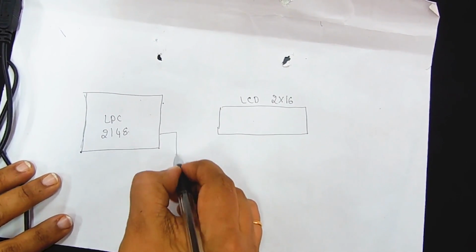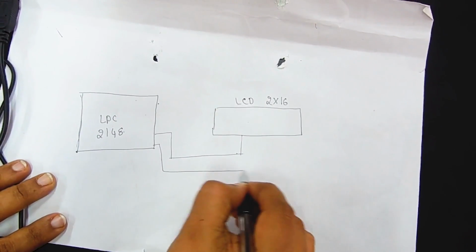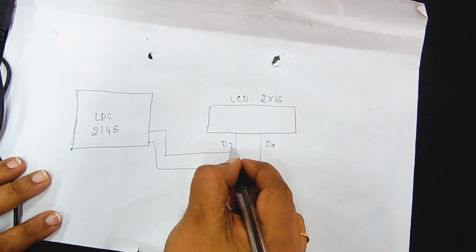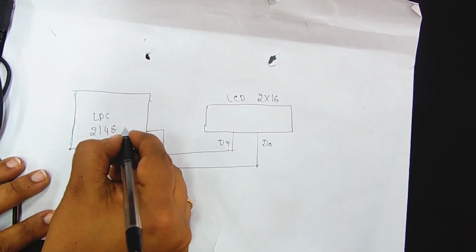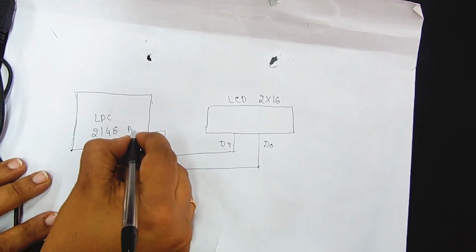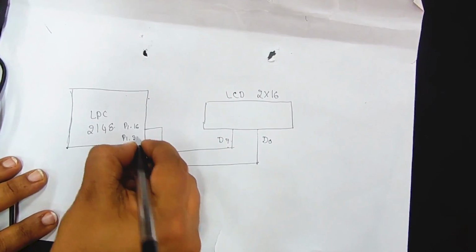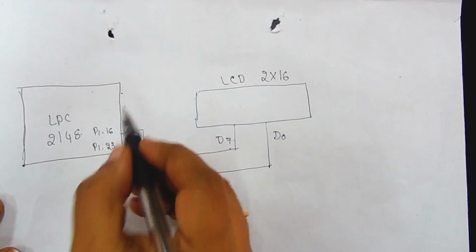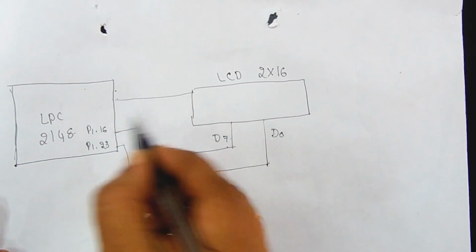by 8 data lines. These are connected to data lines of LCD. Here for connecting to LCD we are using port 1, pin number 16 to port 1 pin number 23, which are connected to data lines of LCD. And then there are 3 enable signals or the control signals.